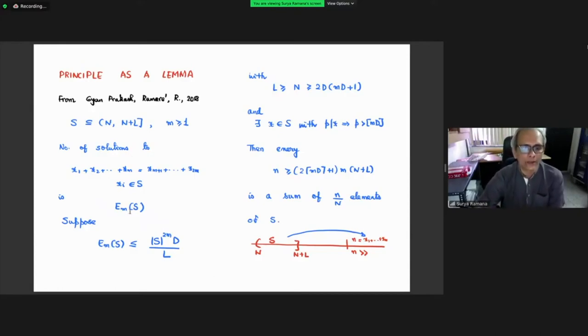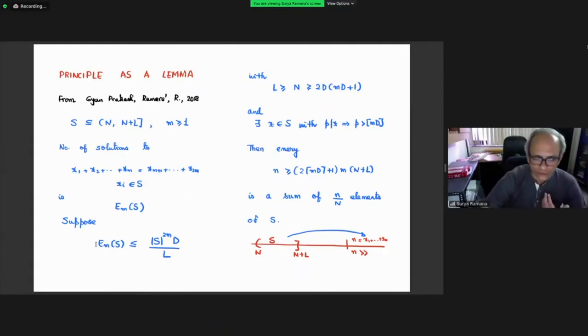Define E_M(S) as the number of solutions to this equation, where M is at your choice. So this is the M-fold additive energy. Suppose you can get a bound for the M-fold additive energy, which is the cardinality of S to the 2M times some D by L. Now, cardinality of S to the 2M by L is basically the expected bound for the number of solutions. Because the chance that each of these variables belongs to S, that gives you S choices for all variables except the last one, and the chance that the last one belongs to S is, naively speaking, the cardinality of S by the length of the interval, which is S by L.